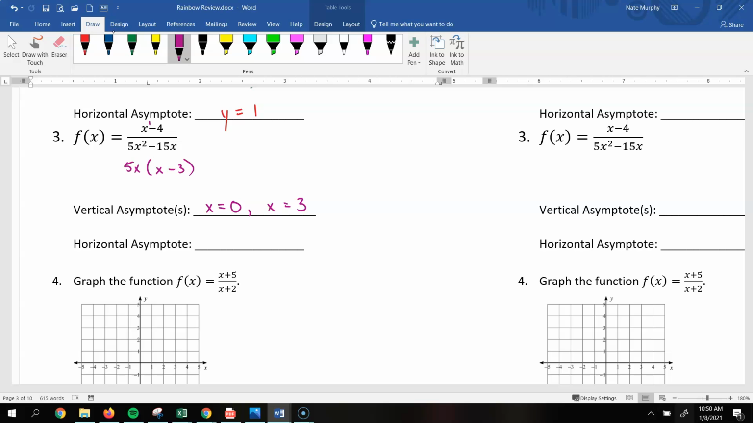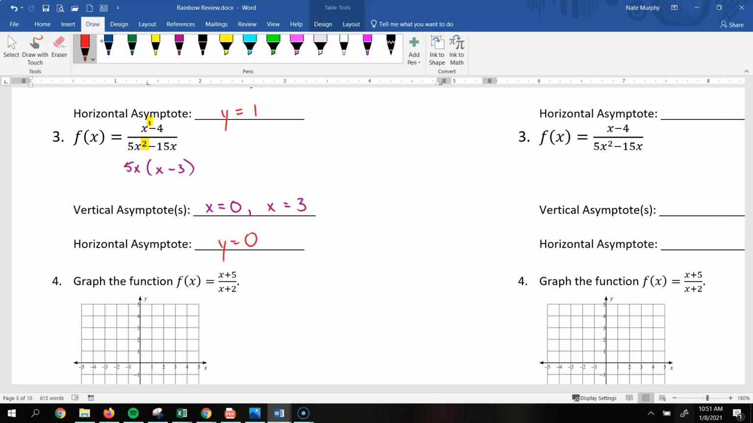So again, for this one, I see that the degree in the numerator is 1. I see the degree in the denominator is 2. Since the degree in the denominator is bigger, we would say that the horizontal asymptote is at y equals 0. So anytime the degree in the denominator is bigger than in the numerator, we always have a horizontal asymptote of 0.